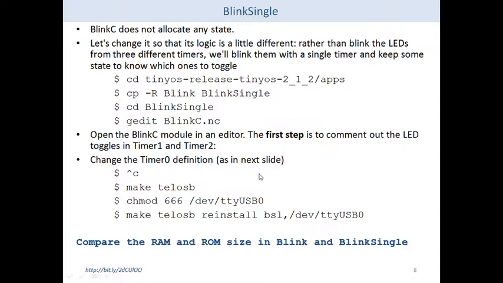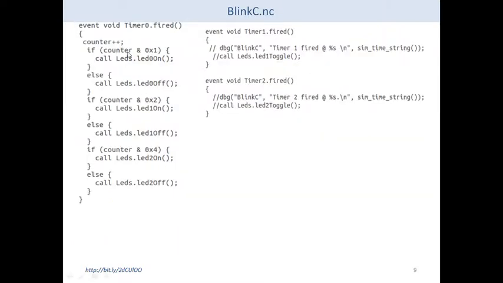So you can write these commands on your terminal. Go to the app folder, and copy Blink into a new folder called BlinkSingle. This will copy all the configuration and source files to BlinkSingle. Then go to the BlinkSingle folder and edit the source file, that is BlinkC.nc. When you open the source file, instead of the previous source file, you will just write the event for timer 0. In timer 0, you take a counter variable. In the implementation part, you declare the counter variable initially.